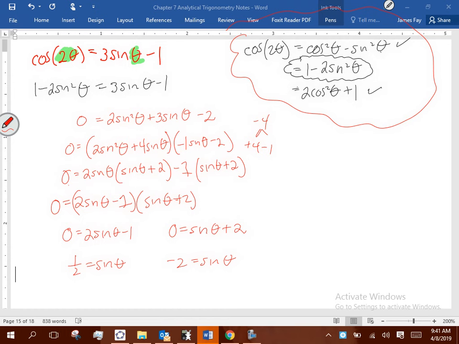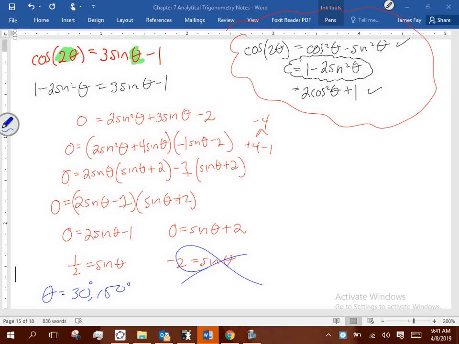All right, so if we factor through there, we get down to 0 equals 2 sine theta minus 1, and 0 equals sine theta plus 2. Solving both those then, sine theta equals a half, sine theta equals negative 2. When does sine theta equal a half? 30, 150, right? When does sine of theta equal negative 2? Never. And that's something that we want to happen in our equations because it eliminates a little bit of the work that we have to go through.